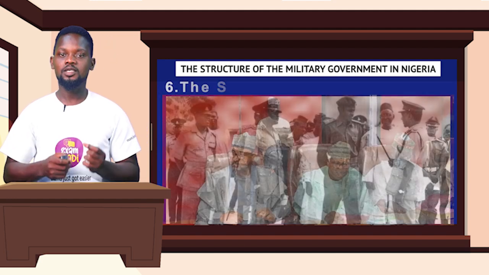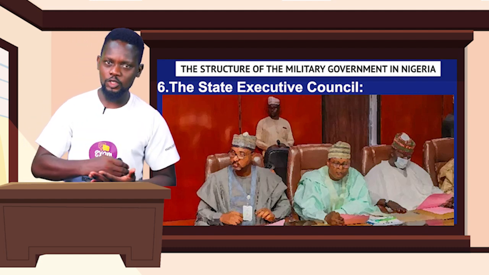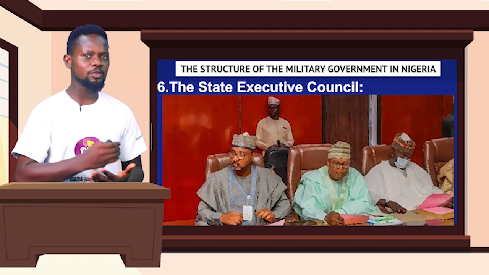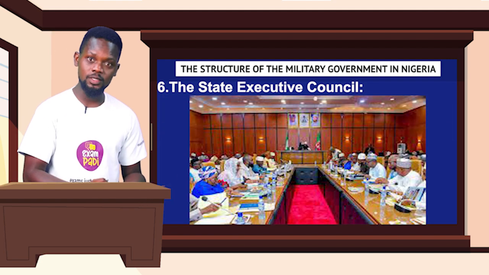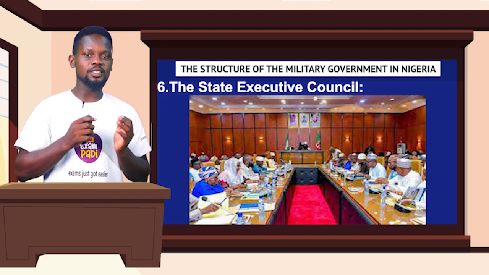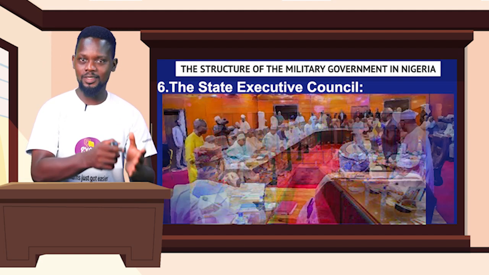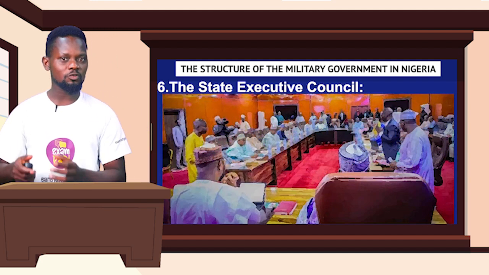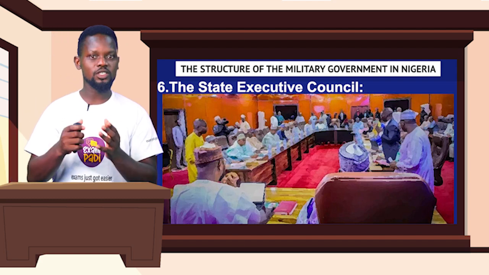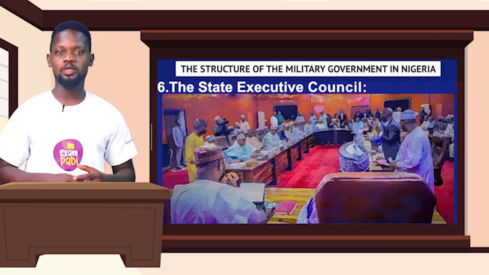Number 6. The State Executive Council. This organ is responsible for the formulation and execution of the state military government's decisions and policies, and the maintenance of law and order in the states. It is headed by the military governor, with the commander of army units in the states, the state commissioner of police, the secretary to the state military government, state commissioners, and other state officials as members.